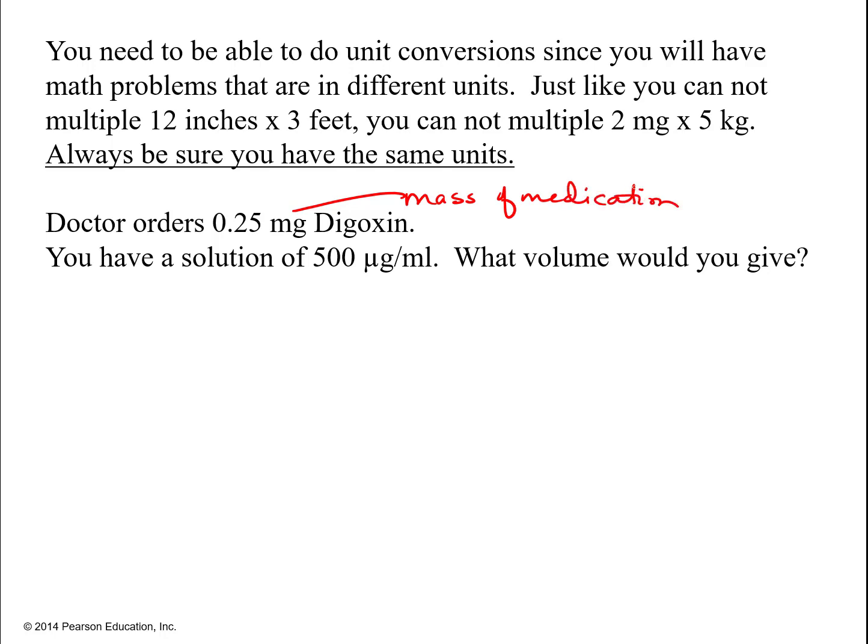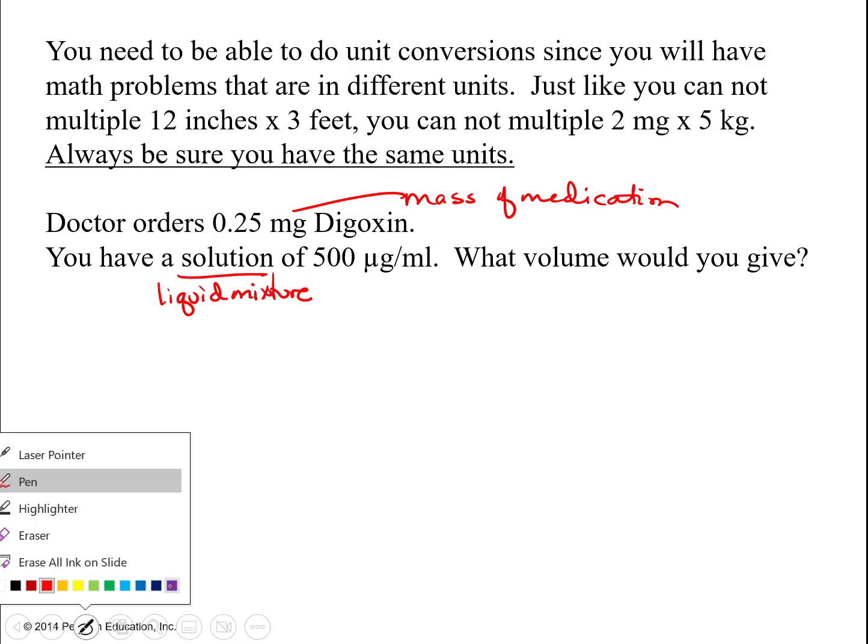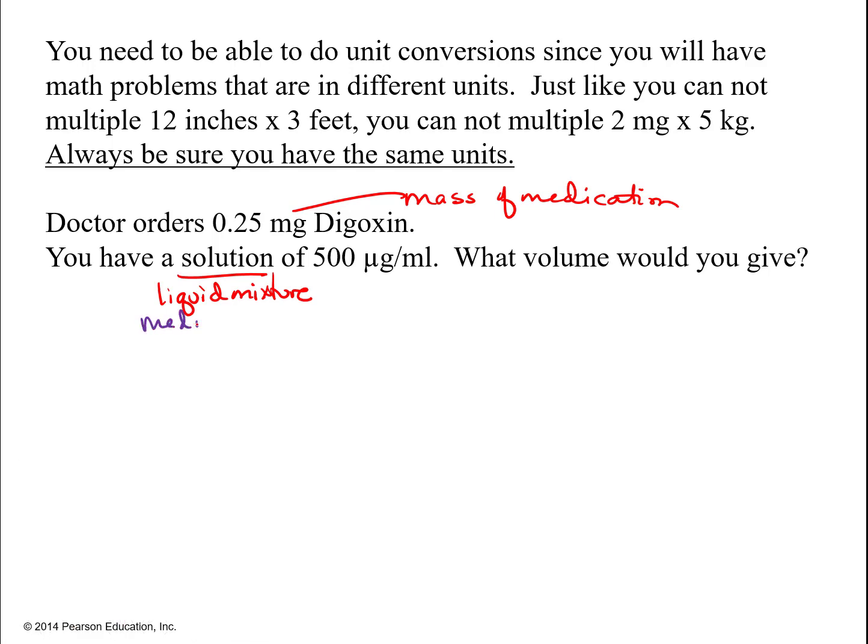You have a solution. Anything that is a solution means it's a liquid form. So instead of being in a pill, this is a solution. If you make a solution of anything, you put some amount of something into a liquid component, typically water. So this is a solution of 500 micrograms per milliliter. You know that this is a liquid mixture. That means I have medicine in some kind of volume, typically of water.